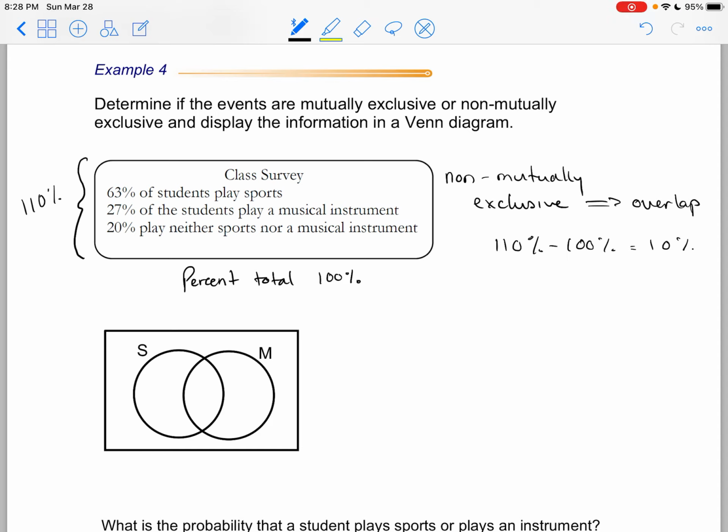So we have S for sport and M for music. 10% overlap, 20% neither. And remember then to find the other number that in S and M would just be to take our results overall and subtract the number that we already have accounted for. So that would be 53% here and 17% here.